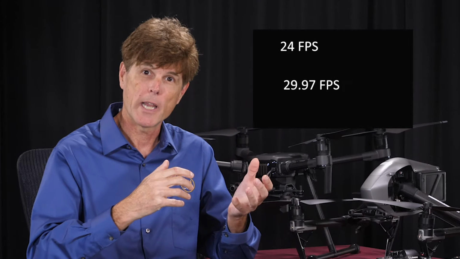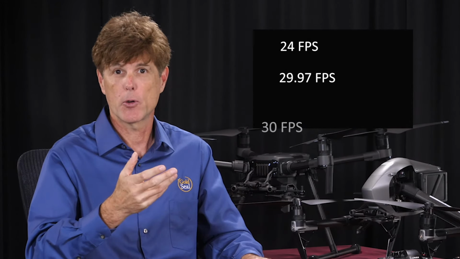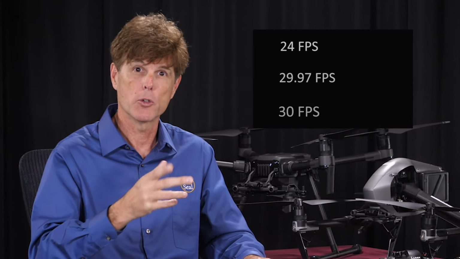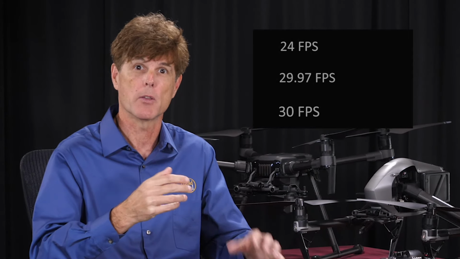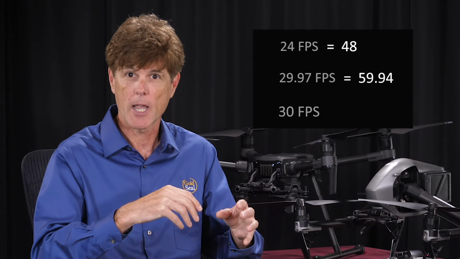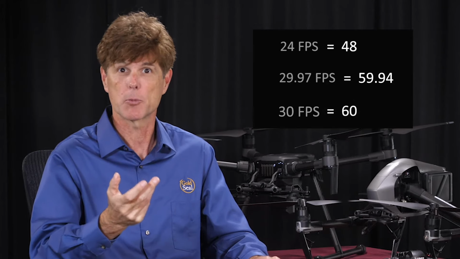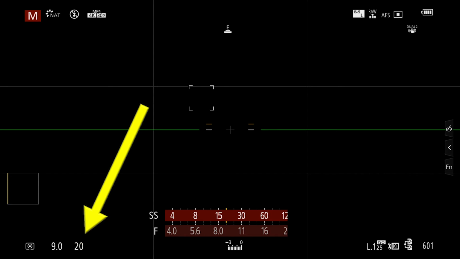As we all know, frames per second describes how many images per second cameras capture in order to create video. The most commonly used frame rates are 24, 29.97, and 30. Using the 1:2 ratio means your shutter speed should be 48, 59.94, and 60 respectively. Here's the problem. Cameras don't have shutter speeds of 48 and 59.94.